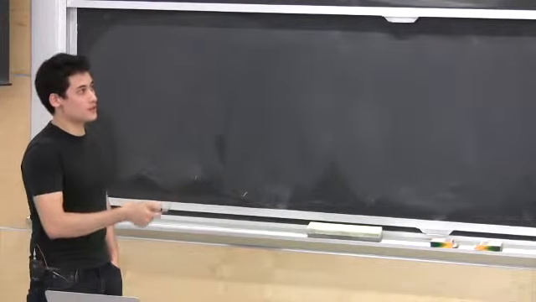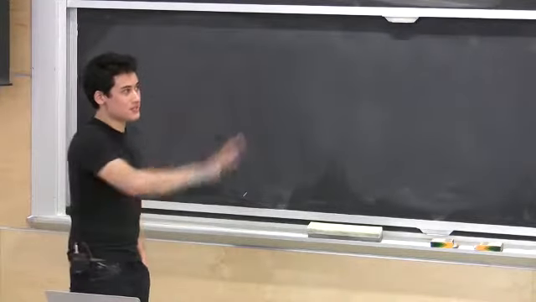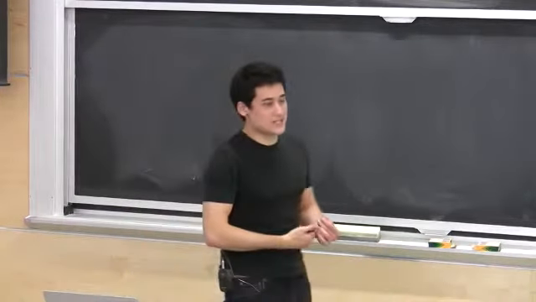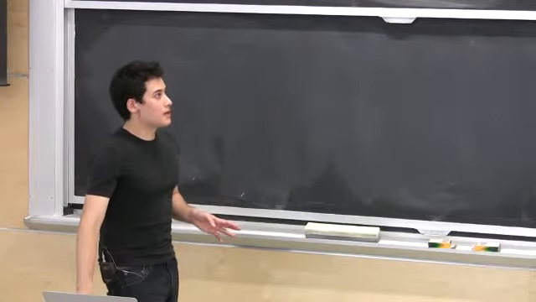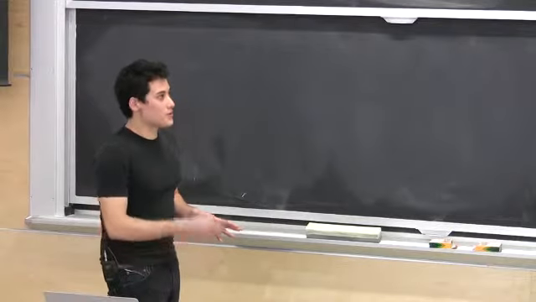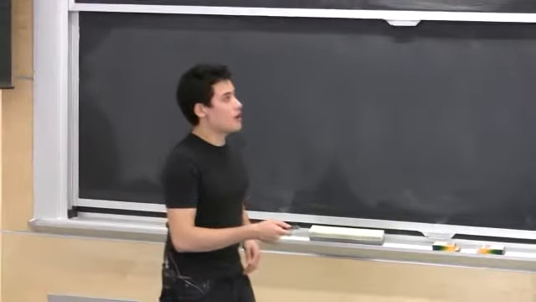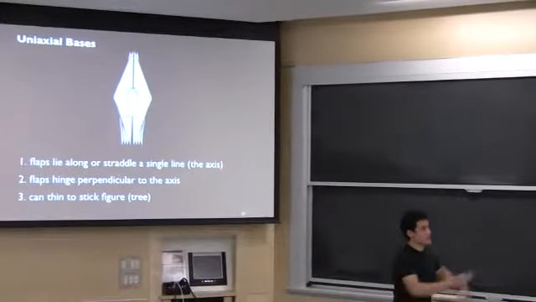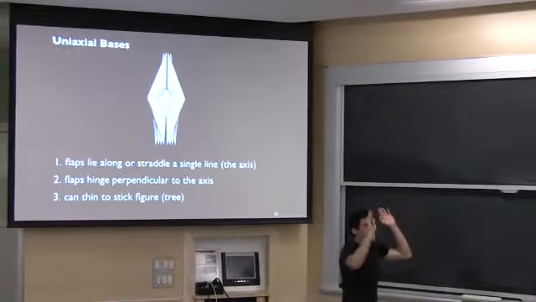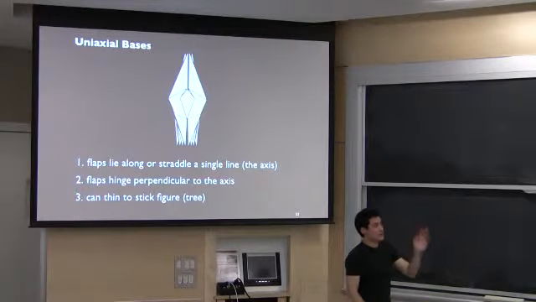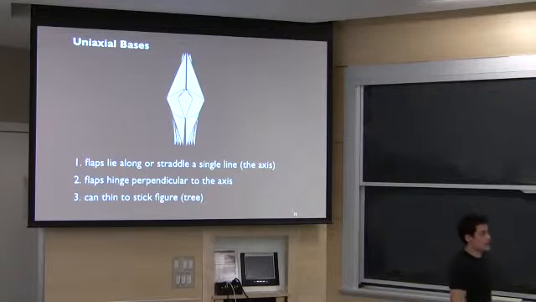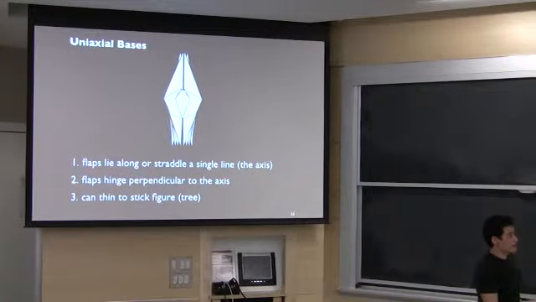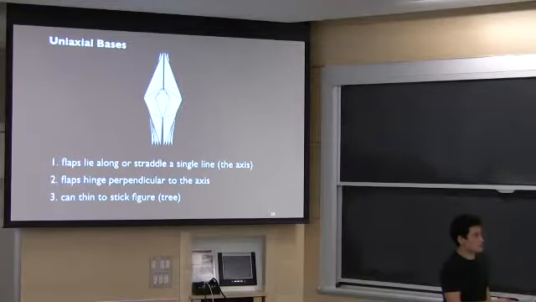But the important thing, to put these in layman's terms from an origami designer's point of view, what do these really mean? Really, the important characteristics that we want are that the flaps lie along or straddle a single line, because if they do that, then we could just fold it in half, and it will have that property of everything being above an axis and lying along an axis, and that the flaps hinge perpendicular to that axis.